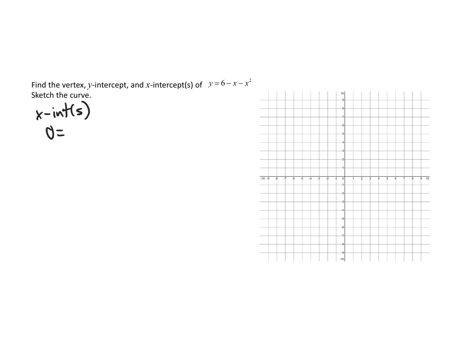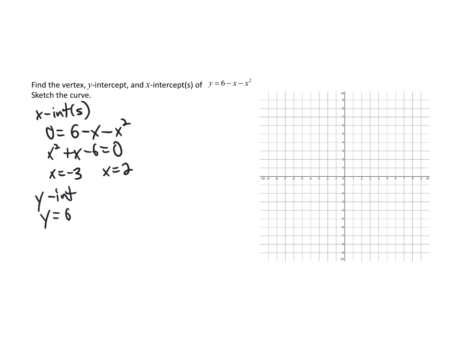So we have 0 equals 6 minus x minus x squared. Rearrange this, you end up with x squared plus x minus 6 equals 0. Whether you factor or use your calculator, you'll end up with x equals -3 and x equals 2. The y-intercept, we can just set the x equal to 0. So y equals 6 minus 0 squared, which is just y equals 6.